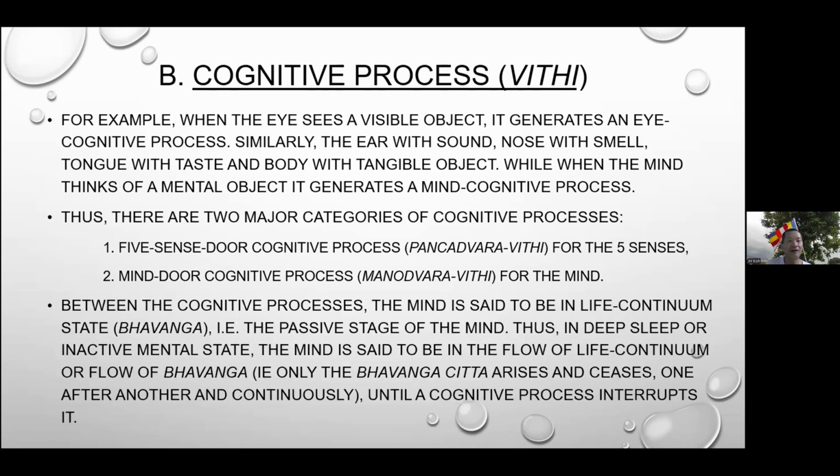Between the cognitive processes, the mind is said to be in the life continuum state of bhavanga, or in another way, you call it the passive stage of the mind, for example like in deep sleep or an inactive mental state. So the mind is said to be in the flow of life continuum, or the flow of bhavanga. At this state, only the bhavanga citta arises and ceases, one after another and continuously, until a cognitive process interrupts it.